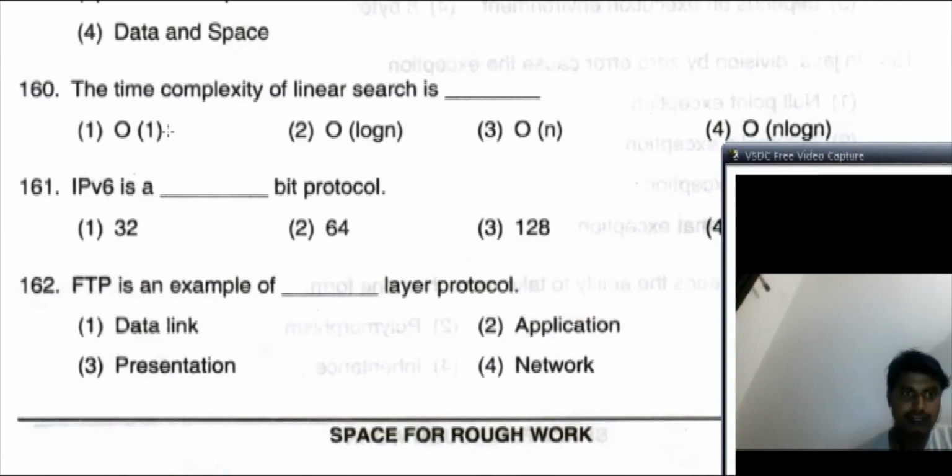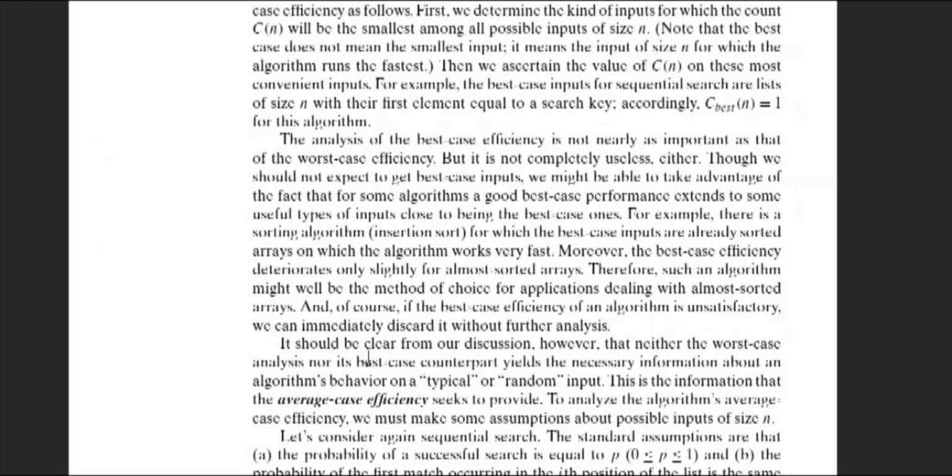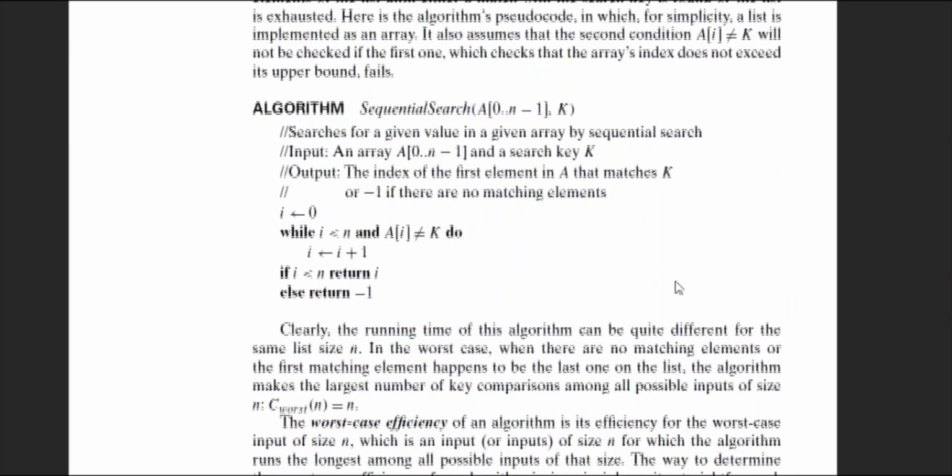Okay, the last question: the time complexity of linear search is. The options are: first, big O of 1; second, big O of log n; third, big O of n; and fourth, big O of n log n. So we will first discuss what linear search is. Linear search is nothing but finding an element in a given array. The element being found is called the search key. The search key is found by comparing one element after another. So this is called a sequential search.